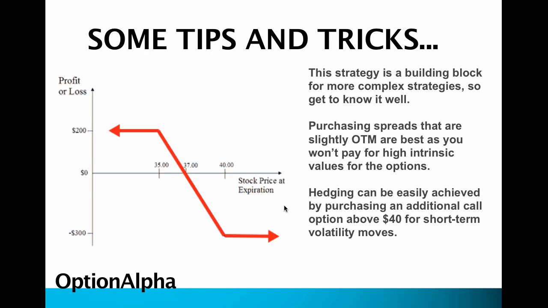Hedging can be very easily achieved by purchasing an additional call option above 40 for short-term volatility moves. So you can see on this strategy we are very exposed to higher prices that lead to a loss. So if we do anticipate short-term moves higher in the stock, but we still overall feel bearish, then what we can do is add one call option here at 40 and create more of a back spread. And that's going to be covered in other videos in our tutorial series as well. But that's a really easy way to hedge your position against any moves in volatility or higher strike prices.